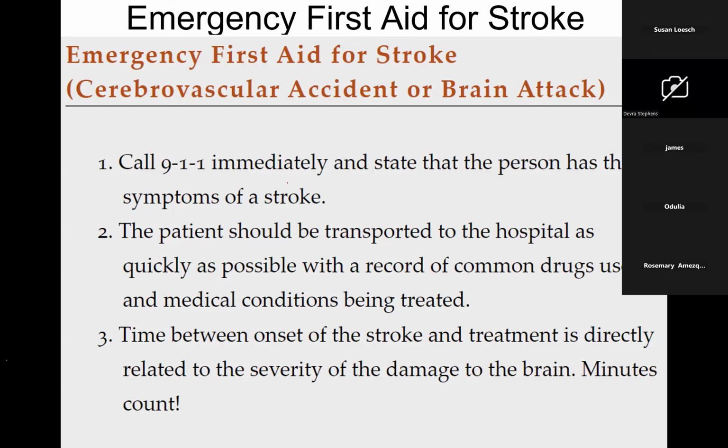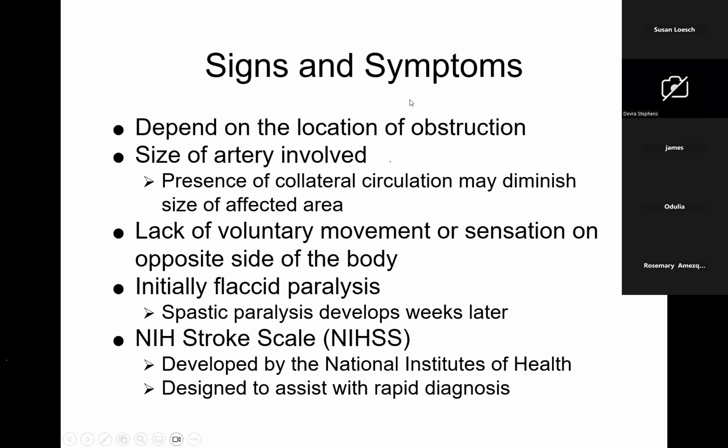We also use the acronym FAST most of the time. So we're looking at the face, the arms, certain things there. So look up that FAST acronym. That kind of tells you a little bit about the symptoms as well, and it might help you remember it. All right, so signs and symptoms, again, depend on the obstruction, the functional area, and how big the issue is as far as the obstruction or the bleed.